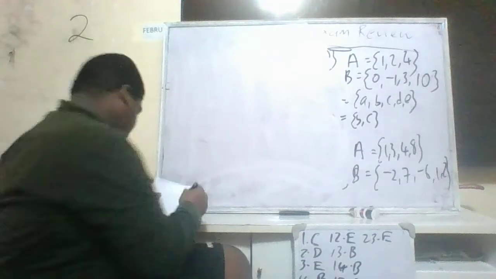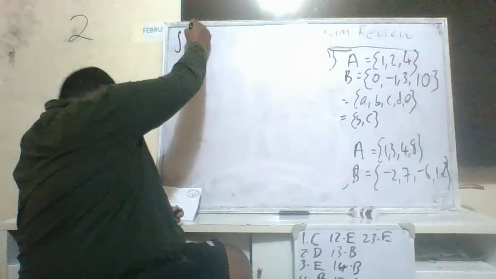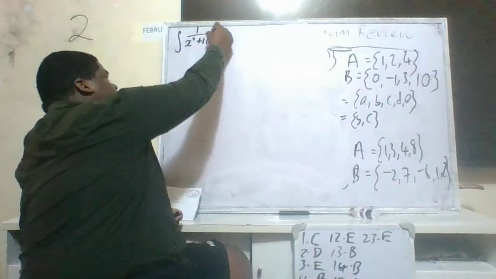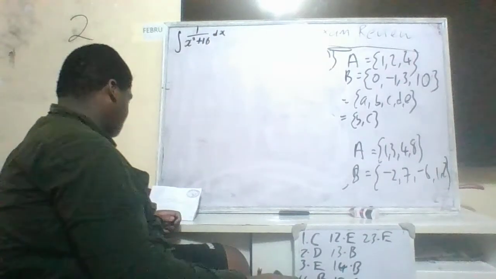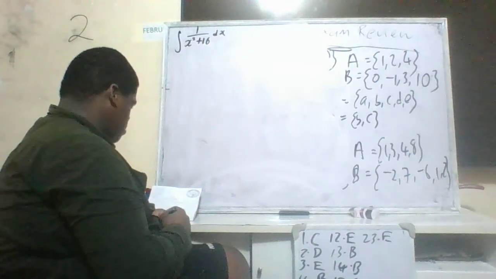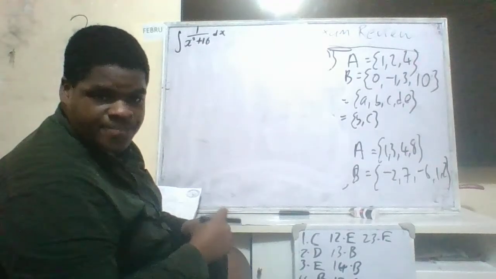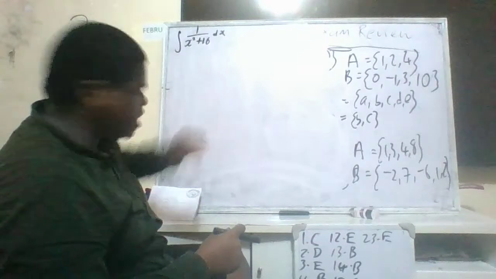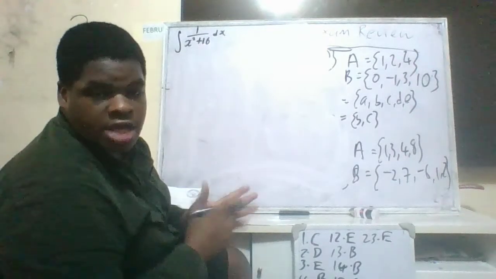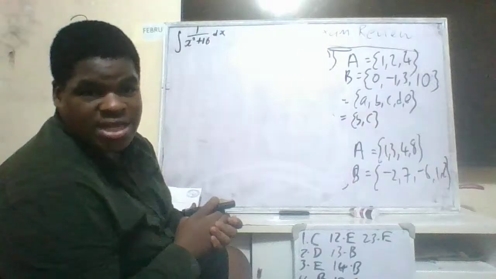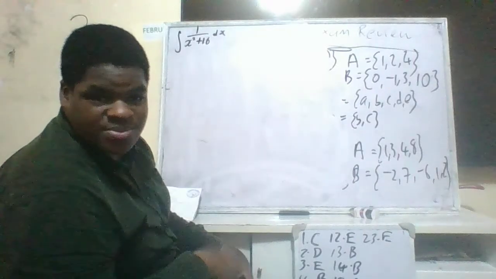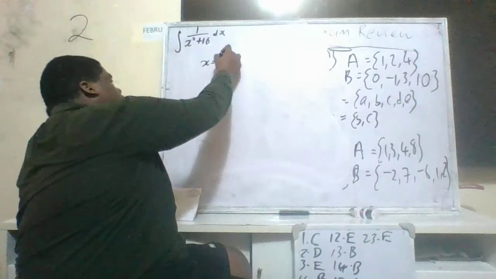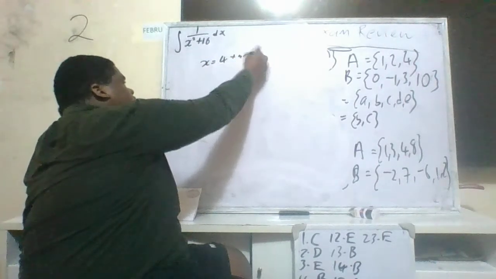Question 24. They say we should evaluate the integral of 1 over x squared plus 16 dx. We're going to apply some u-substitution here. Which substitution are we going to use? For this particular case, remember the last one we did, what did we use last time? We used x equals 4 sine theta. For this one, we're going to use x equals 4 tan theta.